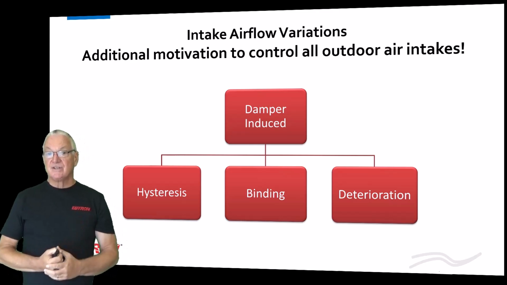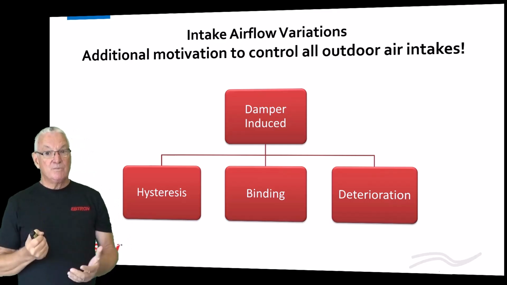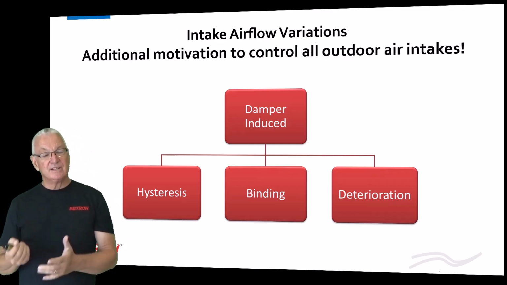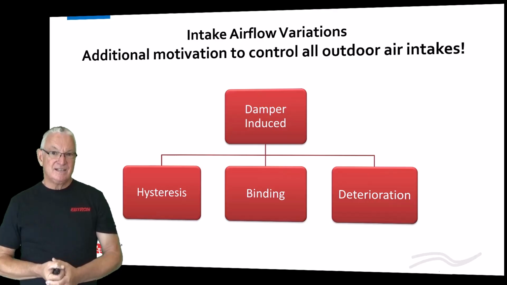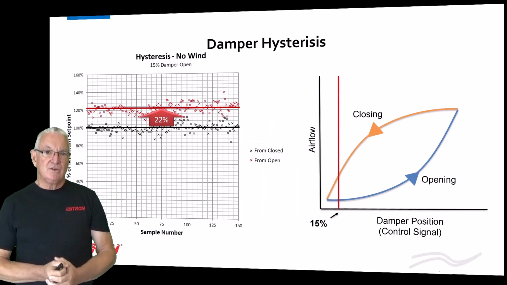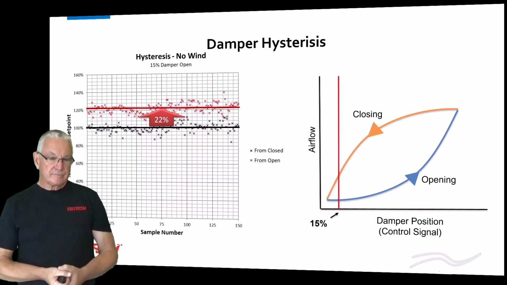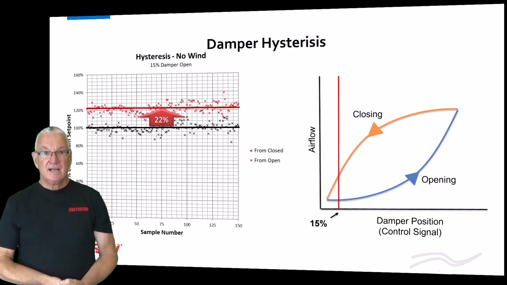And deterioration, I'm primarily talking about seal deterioration. You have one opening size with the seals brand new, and another opening size with the seals deteriorated, okay? These are big deals, okay? All I'm showing you here is just data, again, from our building. It's just damper hysteresis. It's real simple.